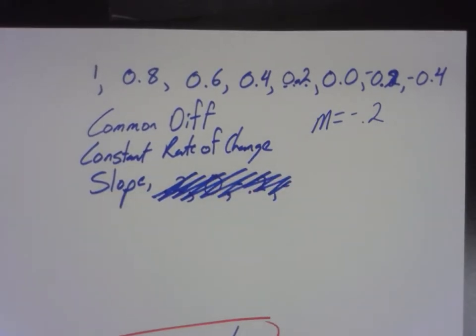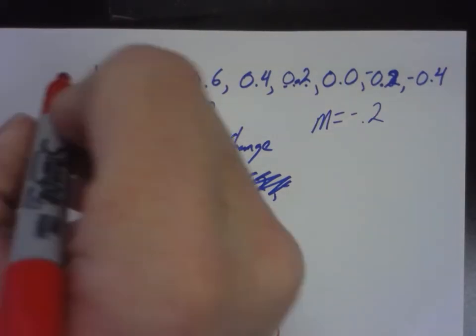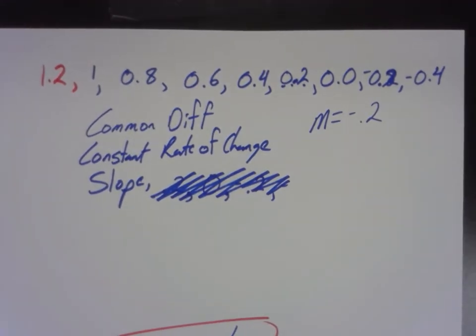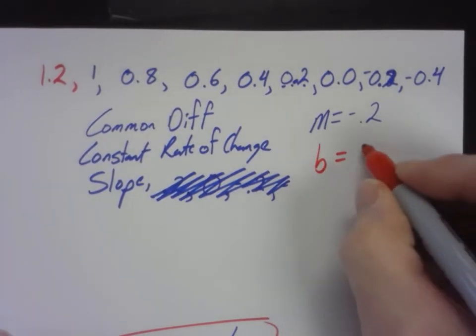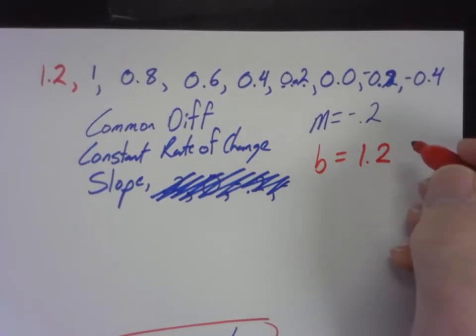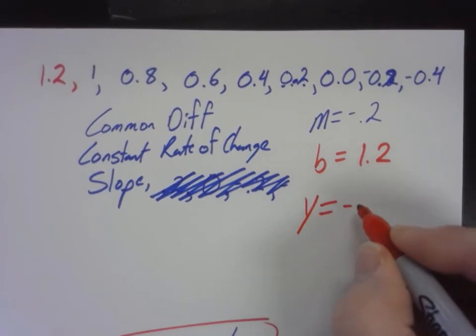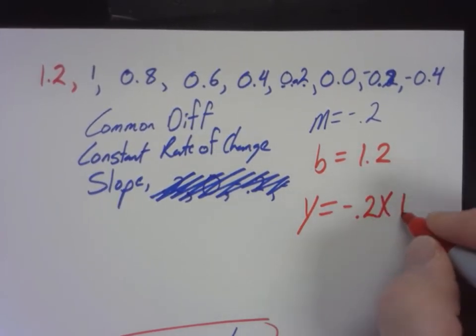What about the 0 term? So is that the y-intercept then? 1.2? So that's our y-intercept, or our initial amount, or what we get when we put 0 in the equation. Do you understand that? That's the number we get when we put 0 in the equation. So our equation is y equals negative 0.2x plus 1.2.